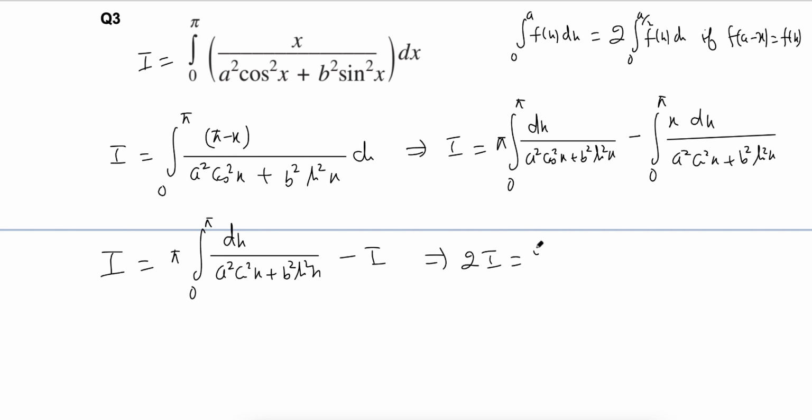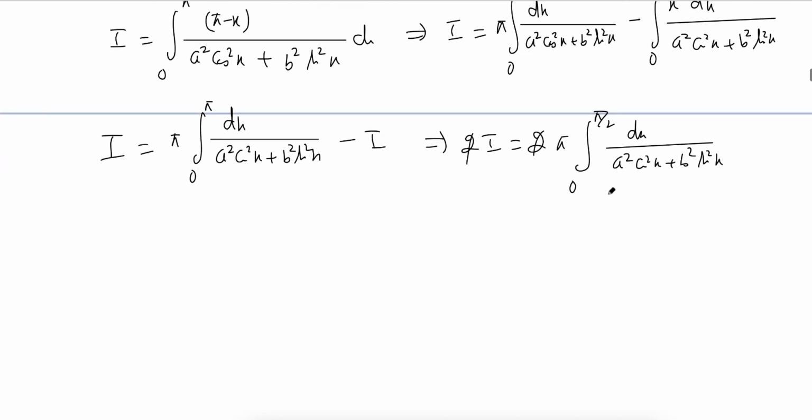So this value I can write 2 pi into 0 to pi by 2 dx divided by a square cos square x plus b square sin square x. All of you understood? This 2 gets cancelled. And this part, how will you solve it? We'll divide by cos square x. You may wonder, sir, why you changed this? Why not 0 to pi itself and then divide? Here itself you can do it. Here I cannot do it.